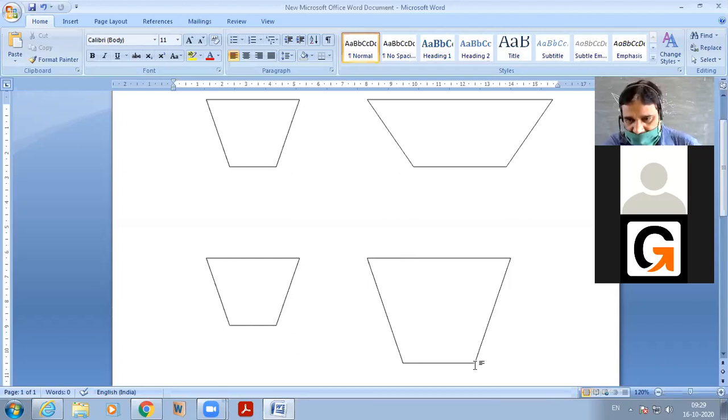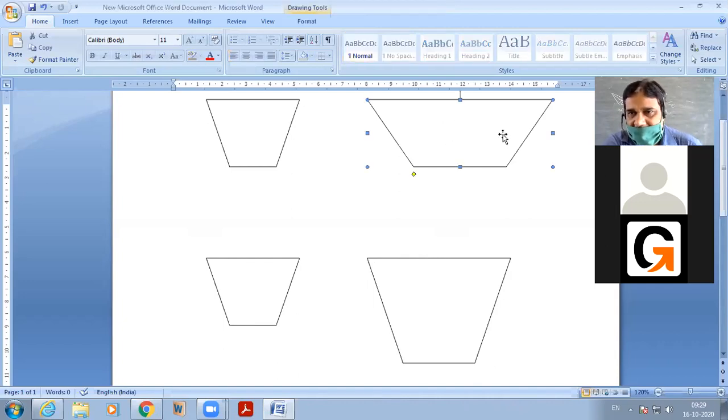Suppose I have increased by 2 times, then all the lengths will be doubled. But here, as I have expanded lengthwise, only this one has a change in the length, but this remains the same. So here you will not get the ratios of corresponding sides equal, but in this case you will get it.